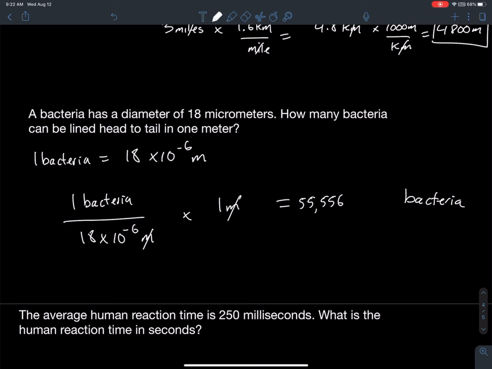That is going to be equal to 55,556 bacteria, or 5.6 times 10 to the 4 bacteria, or I can say 56 kilo bacteria. Why not? I don't think that's an actual unit, but it gets you thinking about terms like that.